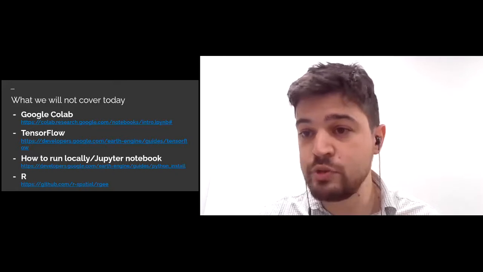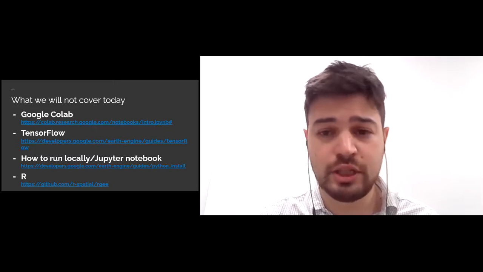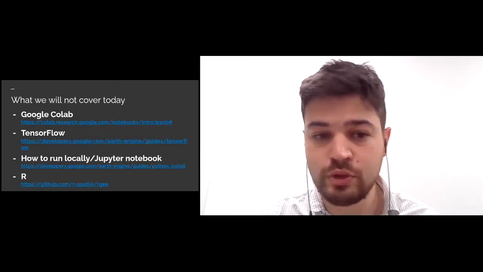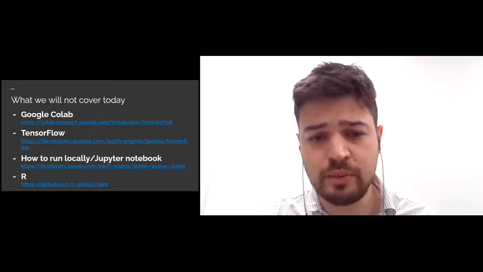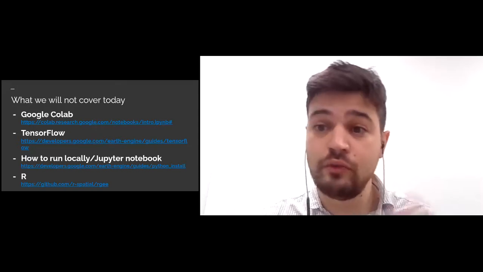TensorFlow we will not cover today either. TensorFlow is the deep learning framework that Google has for running complicated machine learning algorithms like neural networks. You can connect it with Google Earth Engine. This is also really good, but it's a little bit more complicated. We also will not cover how to run locally on Python if you want to use your own Jupyter notebook. And last, R. I just put a GitHub link here because the package is rgee. It's a kind of API that you can use to run Google Earth Engine via R.